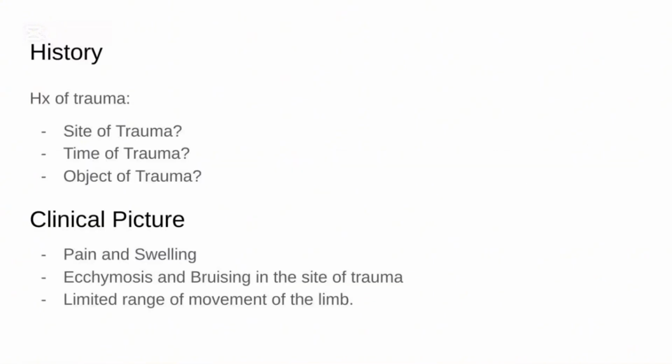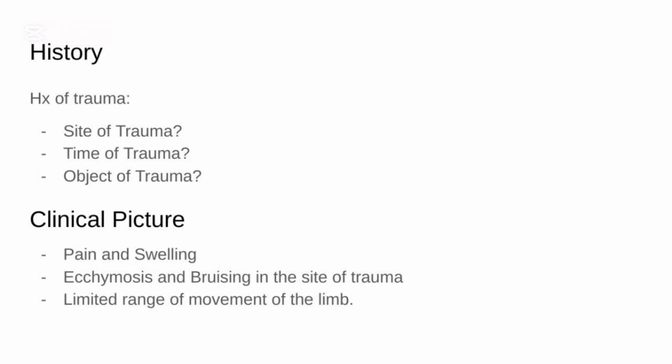The most important aspect of the trauma itself is the history of the trauma. What I'm talking about here is, as a general practitioner, you have to understand the site of the trauma, the time of the trauma, and the object of trauma. These questions can be very helpful in order to detect how the limb is affected and how the patient is affected. Because you've got simple fractures, you've got compound fractures, you've got so many types of fractures that can happen through different types of trauma.